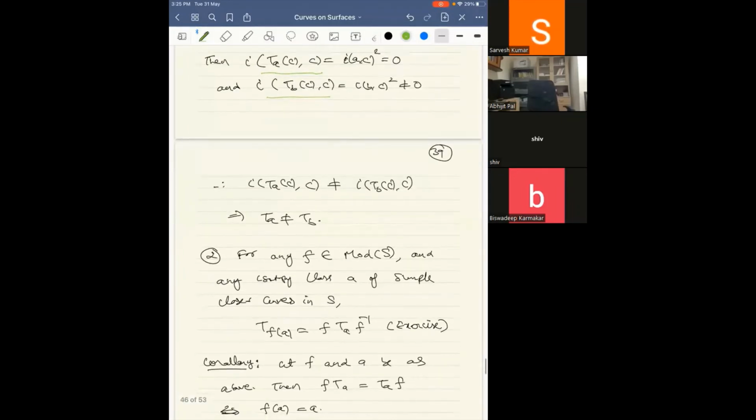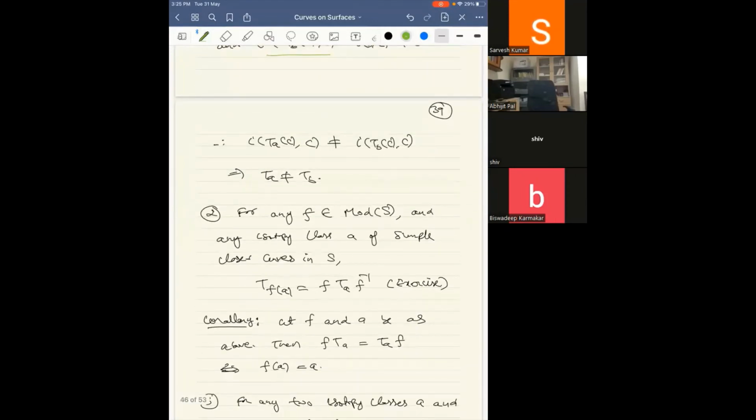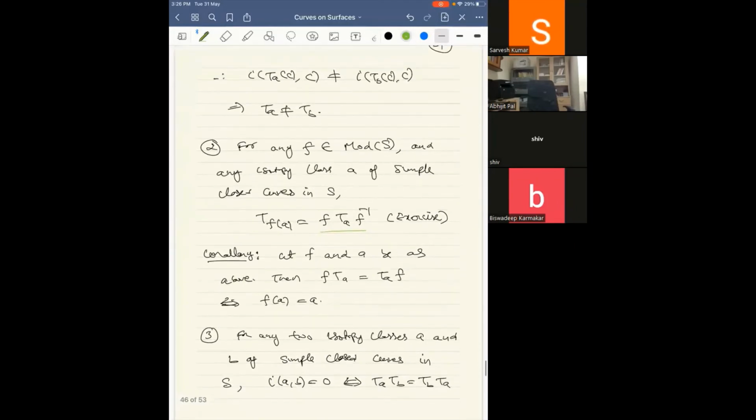Okay, so the next thing is what happens when you conjugate a Dehn twist. This is a very easy exercise. If you conjugate a Dehn twist by a mapping class group element, this is just like a change of reference point. So you can choose a curve whose isotopy class is A, let's say alpha. Then f T_A f inverse is just the Dehn twist around f(alpha). This is easy to see by the definition of a Dehn twist.